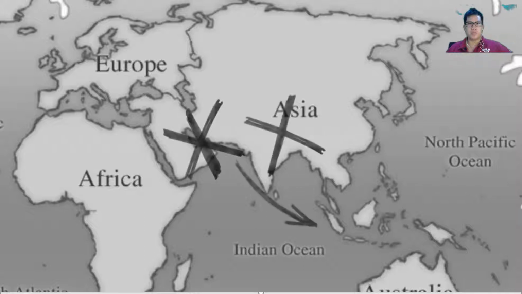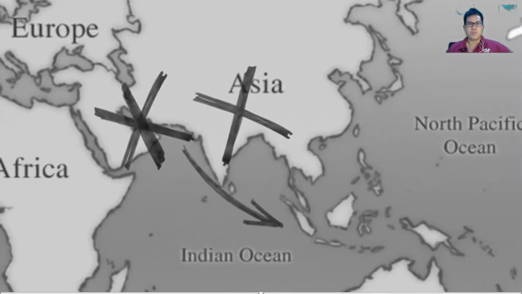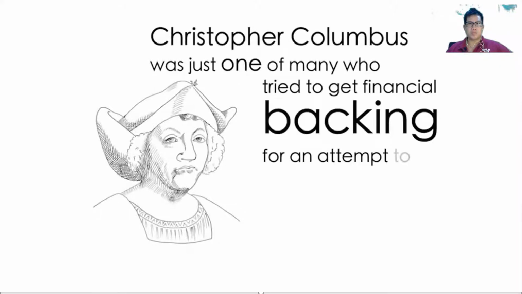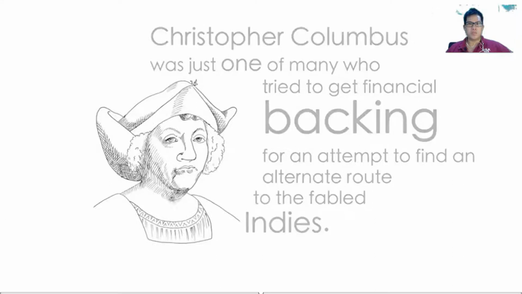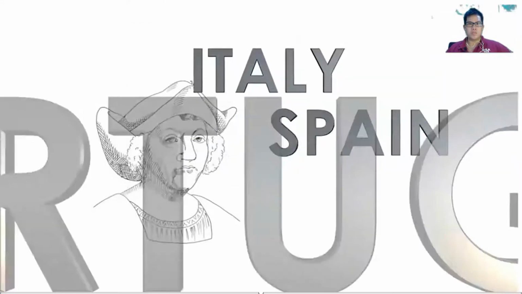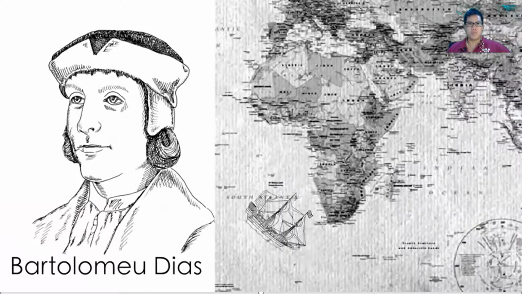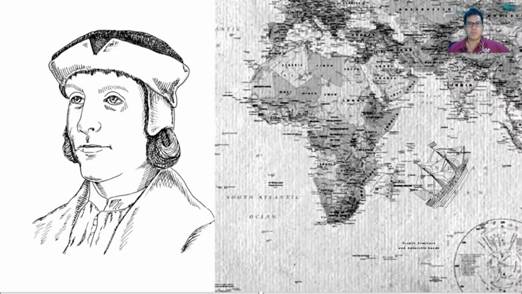They failed. While kingdoms fought for control of this trade, early entrepreneur explorers began pitching the idea of finding alternate routes to the spice islands of India and the Far East. They wanted to cut out the middlemen in Italy and the Middle East and go straight to the source. Christopher Columbus was just one of many who tried to get financial backing for an attempt to find an alternate route to the fabled Indies. He was turned down by Italy, Spain, and Portugal.